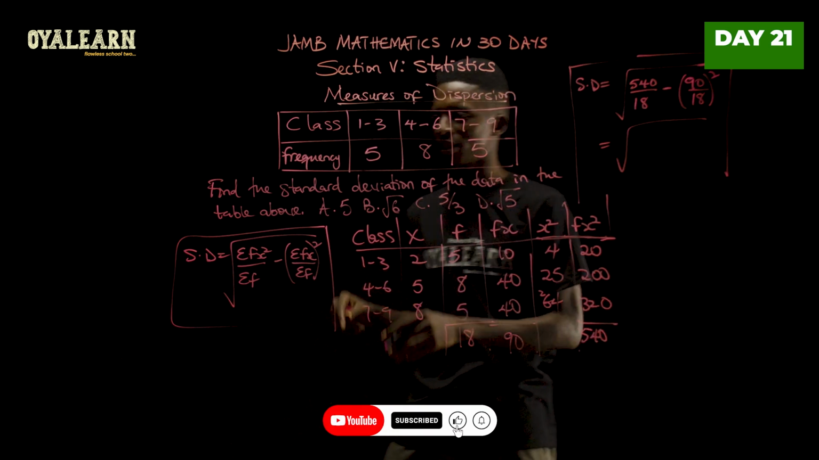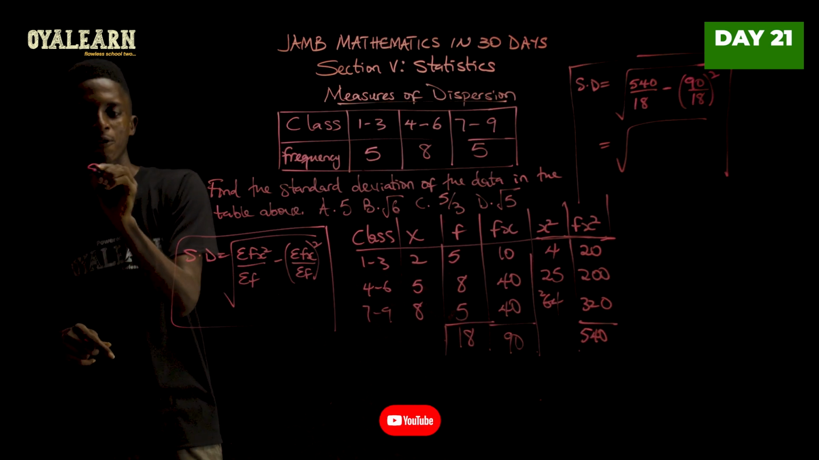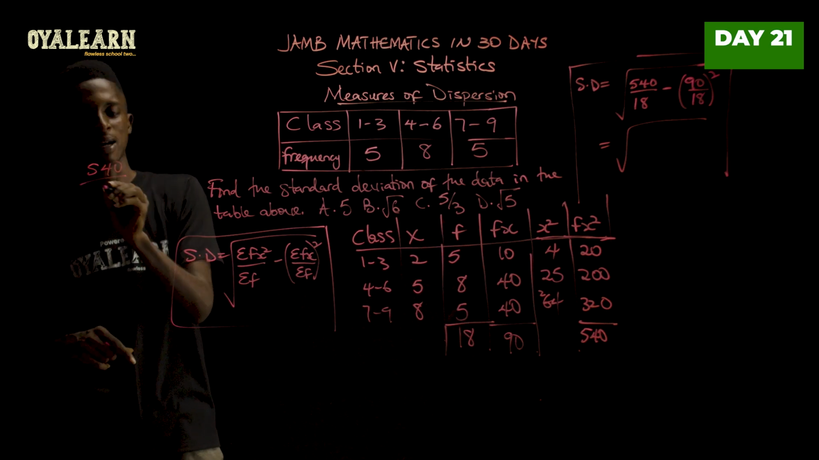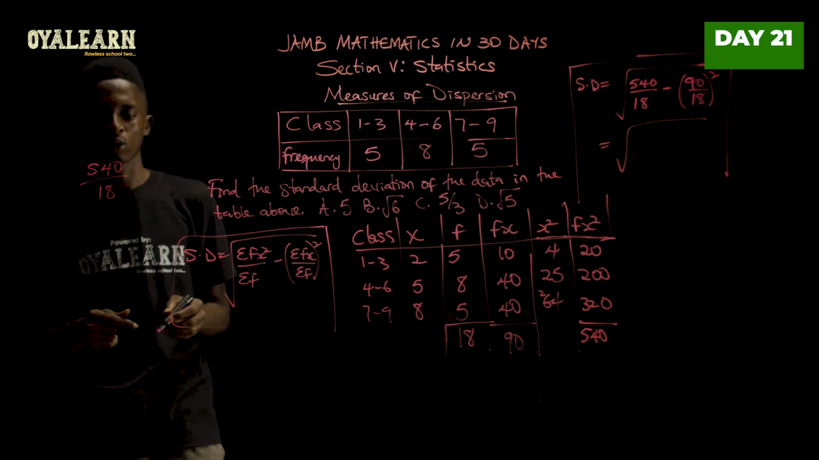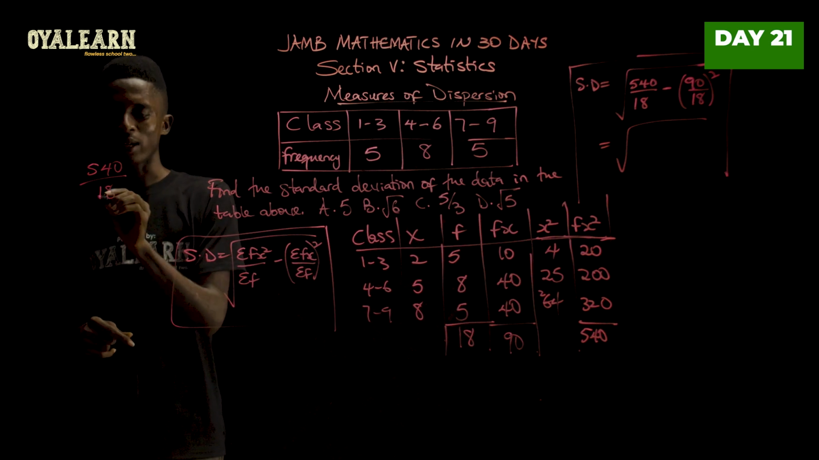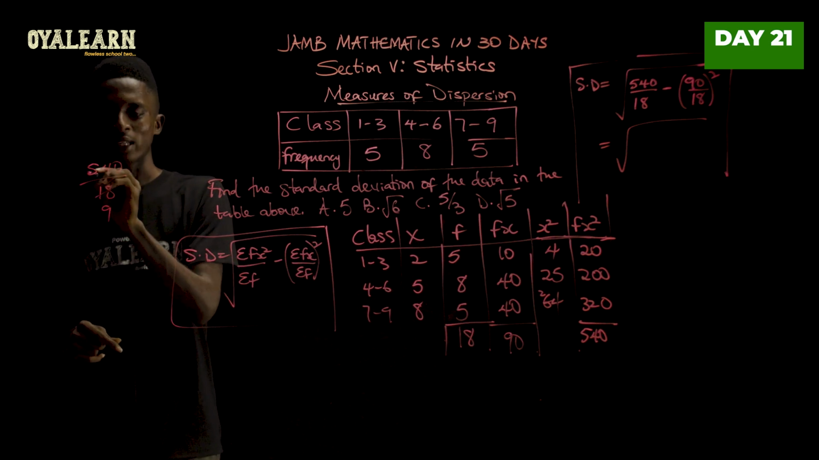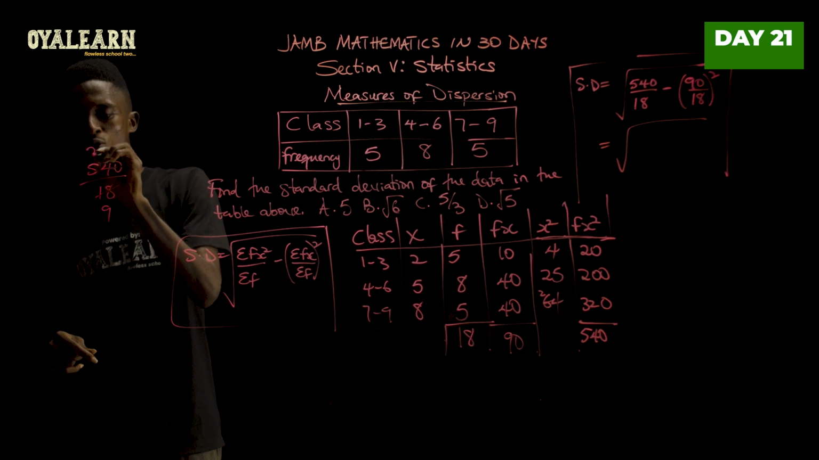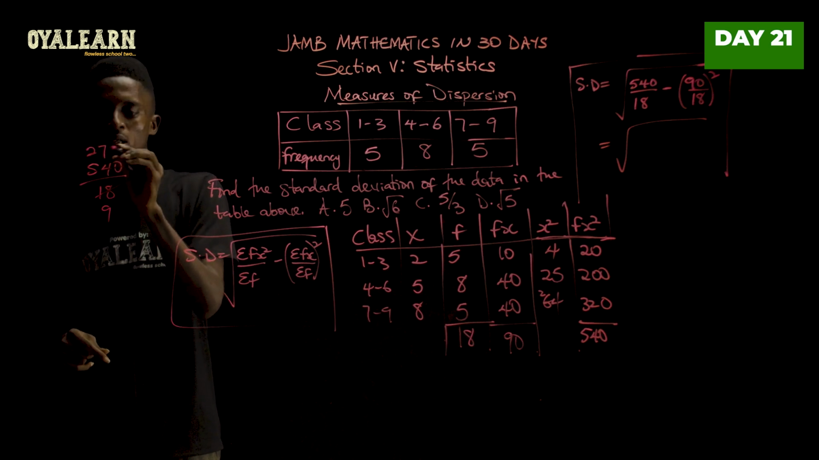Now let's break this down separately. So covered here we have 540 divided by 18. Let's see what goes here. First, breaking down by 2. 2 here will give us 9. 2 here we have 2, 7, and then 0.